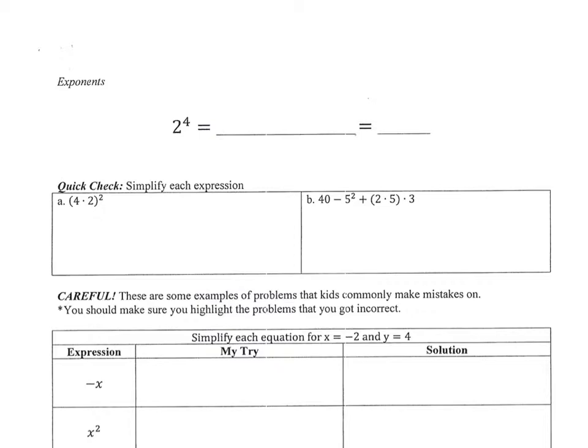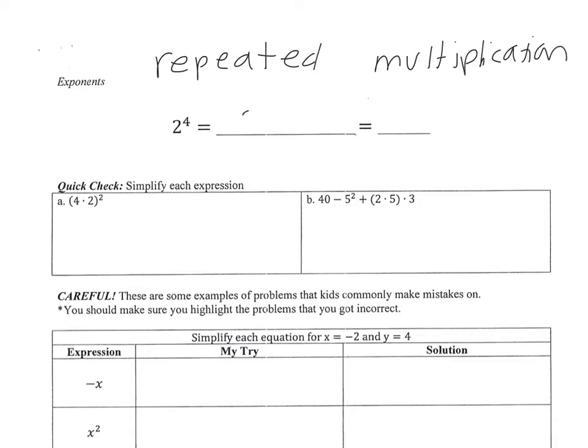And then just with exponents, exponents means repeated multiplication. So if you have 2 to the 4th, it's not 2 times 4. It is 2 times 2 times 2 times 2. So 2 times 2 is 4. 2 times 2 is 4, so that's 16. So exponents are repeated multiplication.